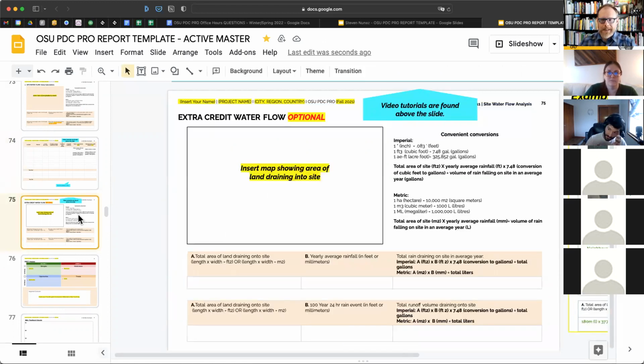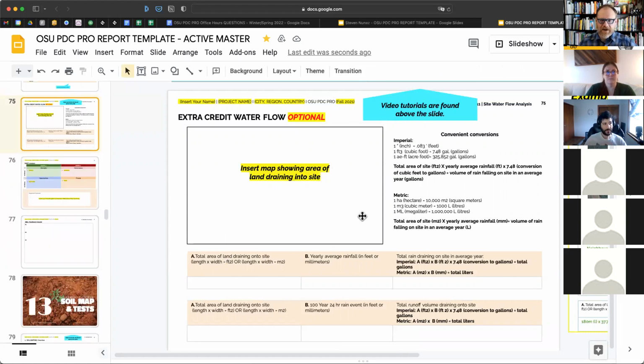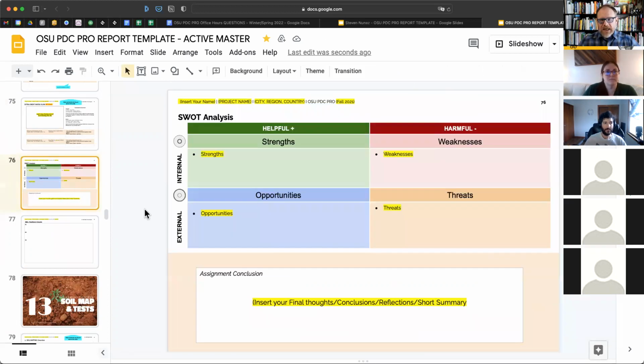So good practice. Finally, if you want to then go into your micro watershed and show what the total volume is that comes into your micro watershed and onto your site, this is that final map, or that final assignment, which you'll get extra credit for. Again, SWOT analysis is for this assignment.